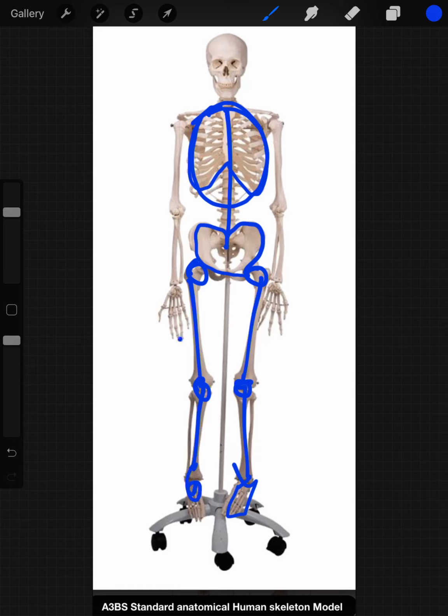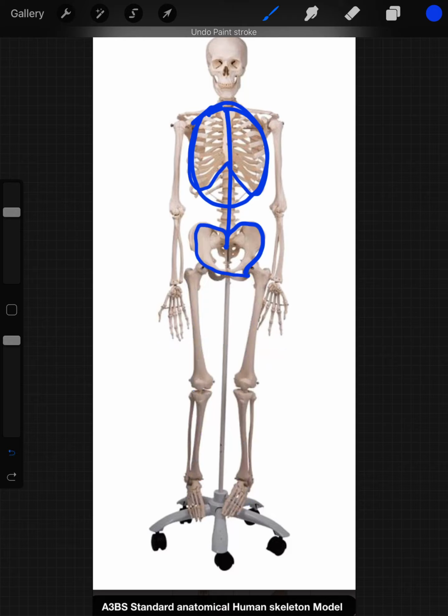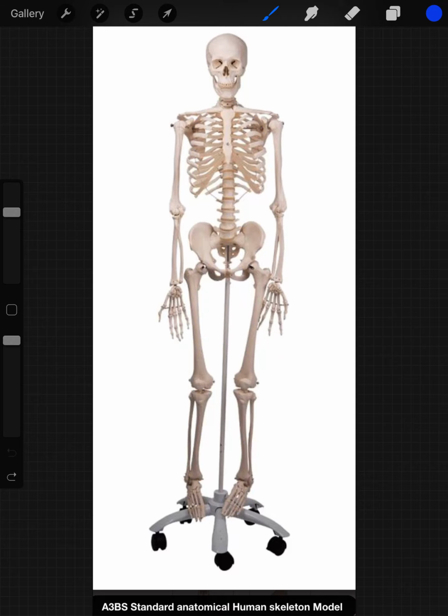Notice also where the hands are. So the tips of the finger have a relationship where they go to the mid-thigh. So that helps me know when I am rendering or sketching out the skeleton where the hands are located. Okay, and so that's general overview of the skeleton, just really simple information.